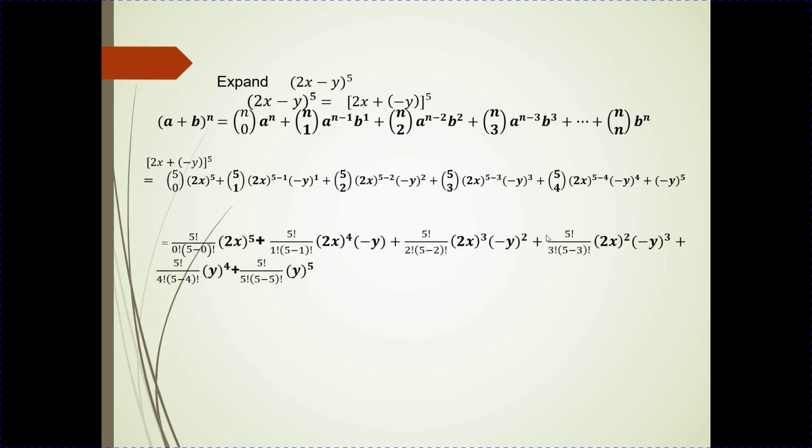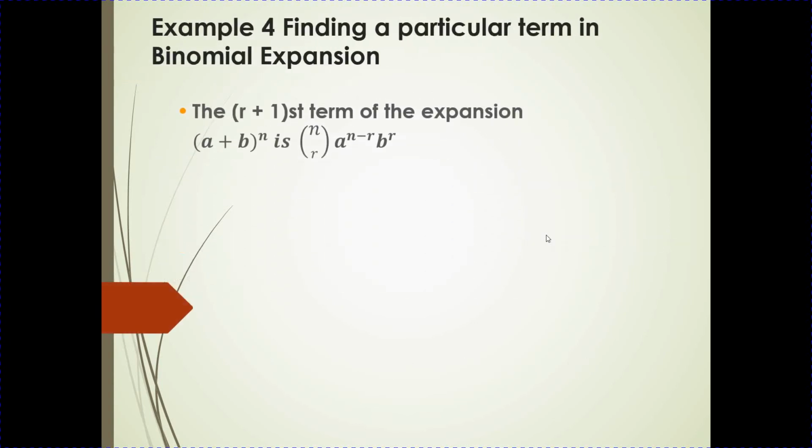When you simplify this expression, it will be 32x to the power of 5 minus 80x to the power of 4 y plus 80x to the power of 3 times y squared minus 40x squared y cubed plus 10x y to the power of 4 minus y to the power of 5. So this is example 3. Now let's go to example 4.